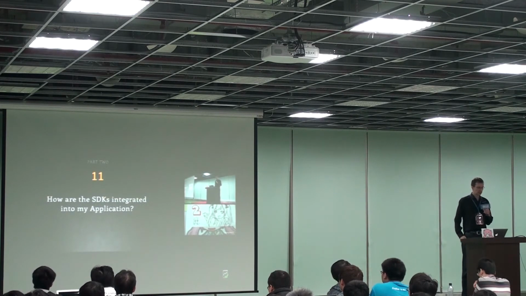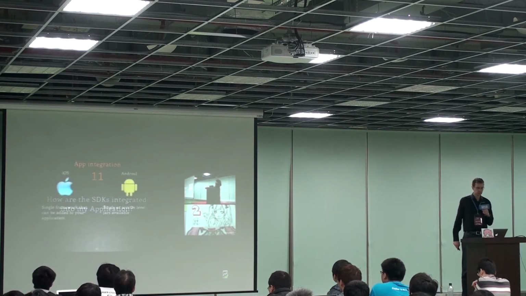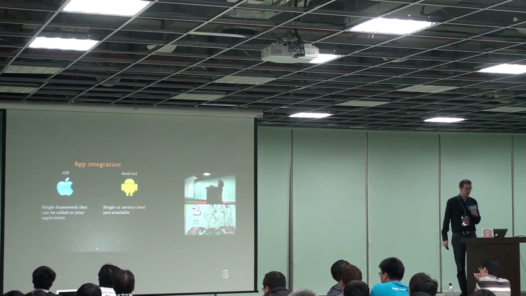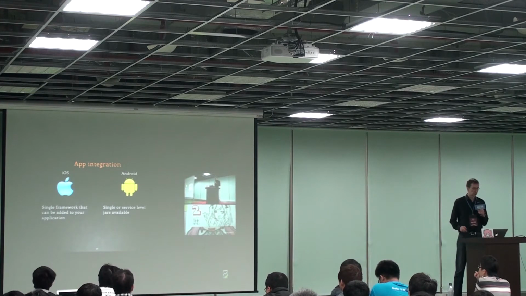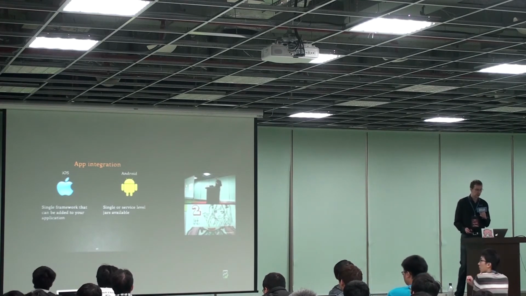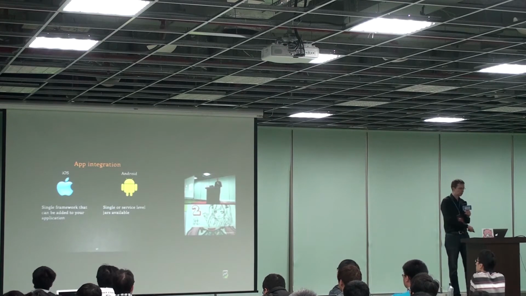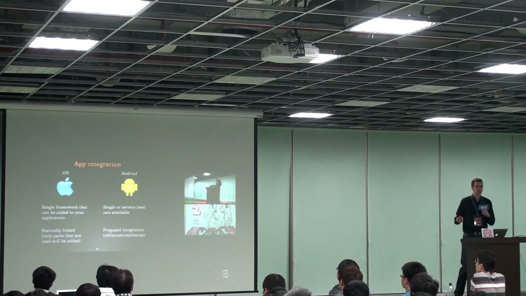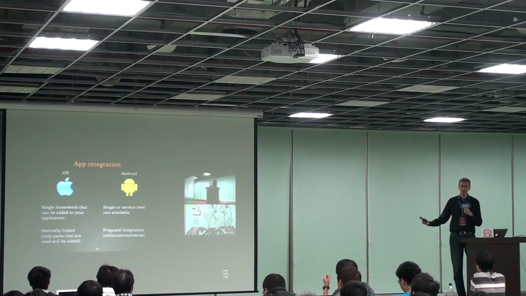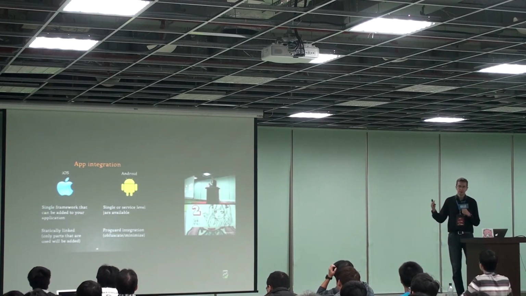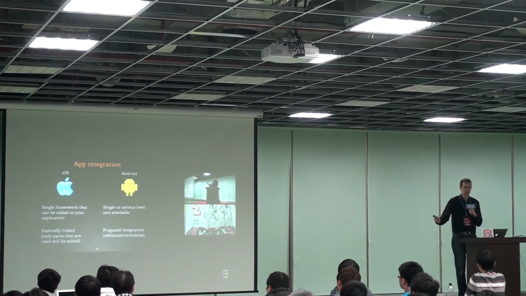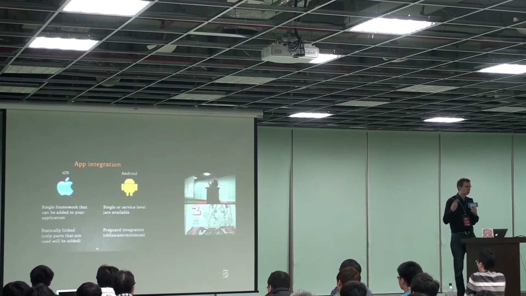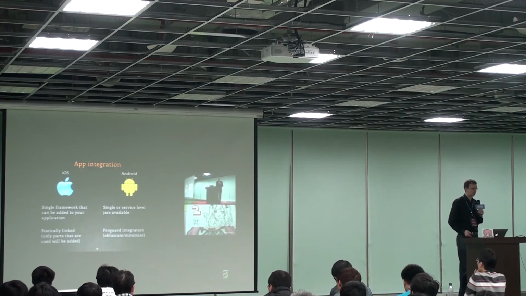So how do I integrate these SDKs into my application? Let's take a look at iOS and Android. In iOS, the AWS SDK is a single framework that you can add to your app. In Android, it's a single or service-level jar. But it's not bloatware. When you integrate the Amazon Mobile SDK into your application, it only uses the parts you actually use. So it only compiles into the binary, into the deliverable, only those services that you use from the SDK.